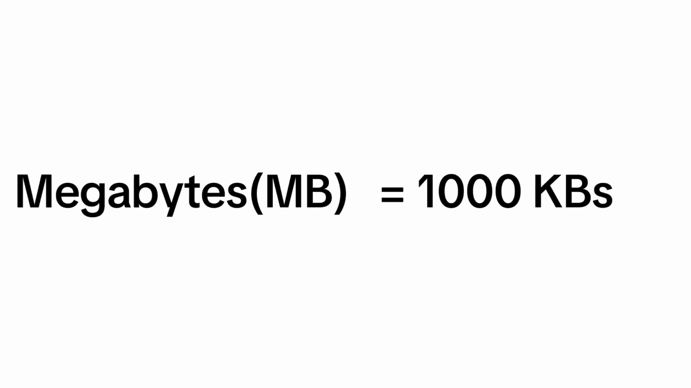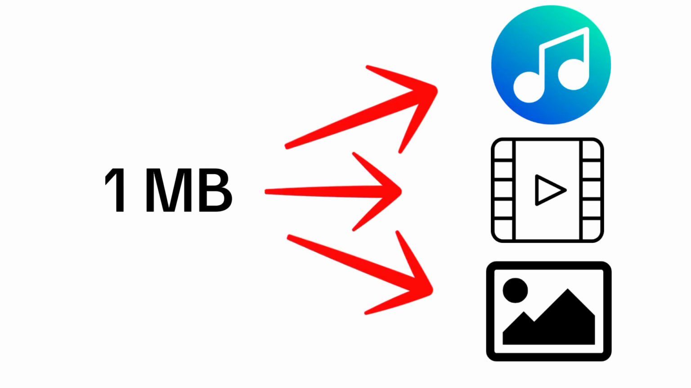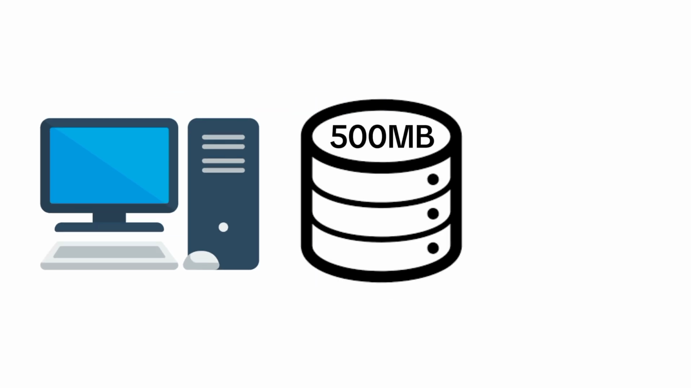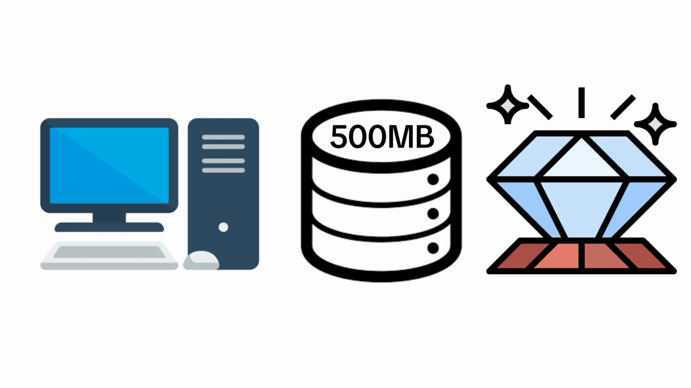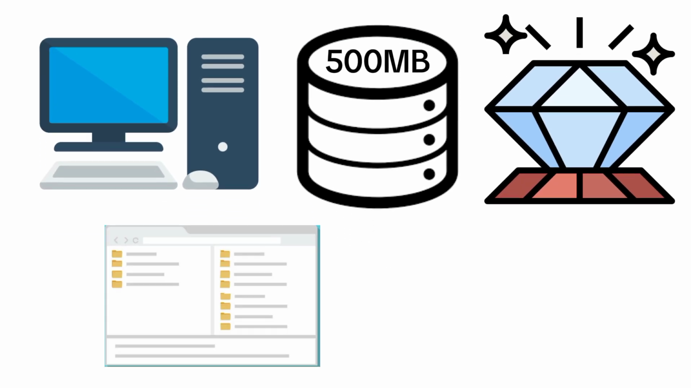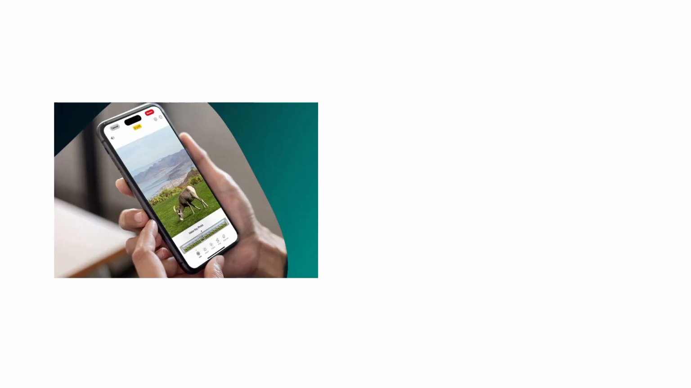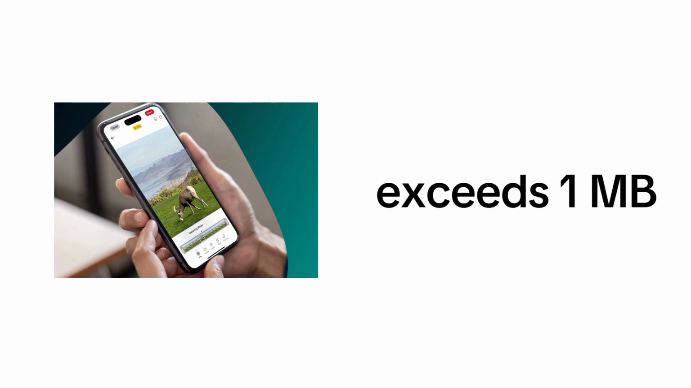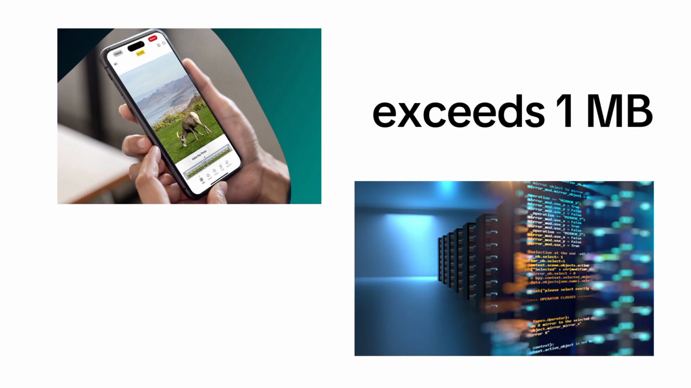Megabyte. Next, we have the megabyte, MB, which equals 1,000 kilobytes, or about 1 million bytes. 1 MB can store a short song, a small image, or a short video clip. In the 1990s, having a computer with 500 megabytes of storage felt like a luxury. That was enough to hold thousands of documents or an entire music library. Today, a single photo on your phone often exceeds 1 megabyte, showing just how fast storage needs have grown.